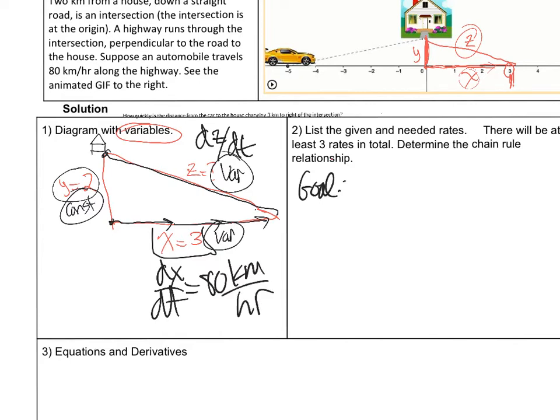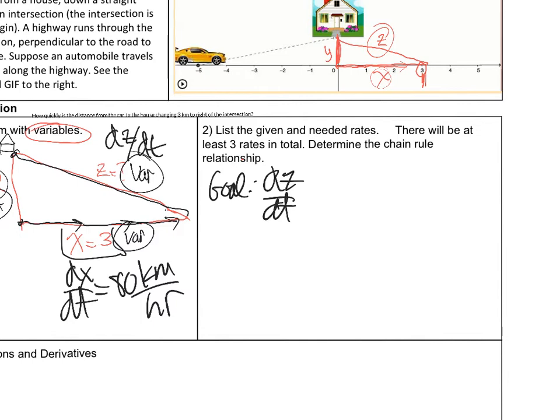And I should put a diagram of variables, constants, and rates. So I should have put all of those on there. So our goal, what we want to figure out, is dz by dt. But we should also write down what rates are given. Well, the given rate is dx by dt. And we can tell by looking at the units, right? Kilometers per hour. And so the given rate is 80 kilometers per hour.